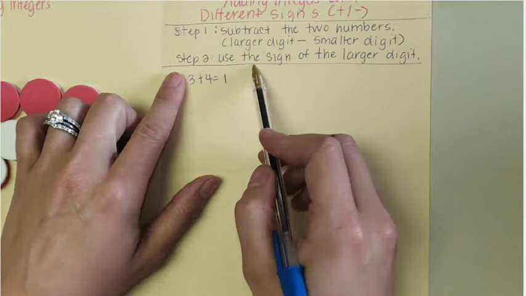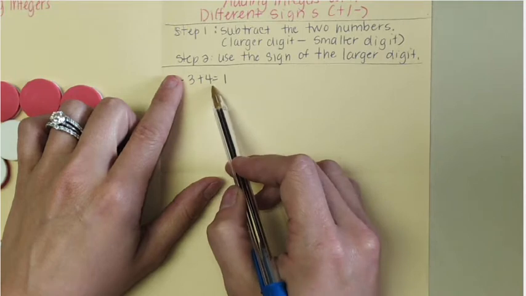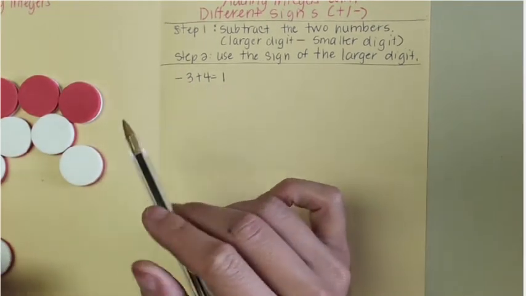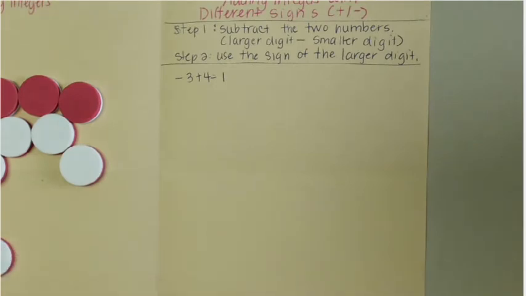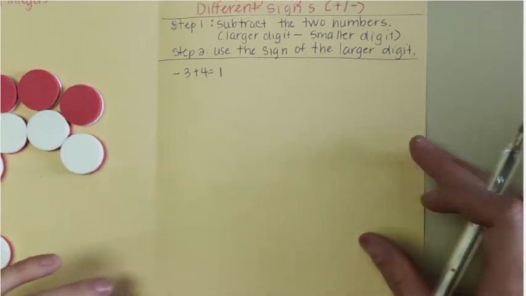Okay, then the second step says use the sign of the larger digit. Well, what's bigger, the 4 or the 3? We said the 4 is bigger, and so it's a positive number, so your answer is going to be positive as well. So you should start to kind of visualize in your head which one will have more counters, and that's the sign that you're going to use.